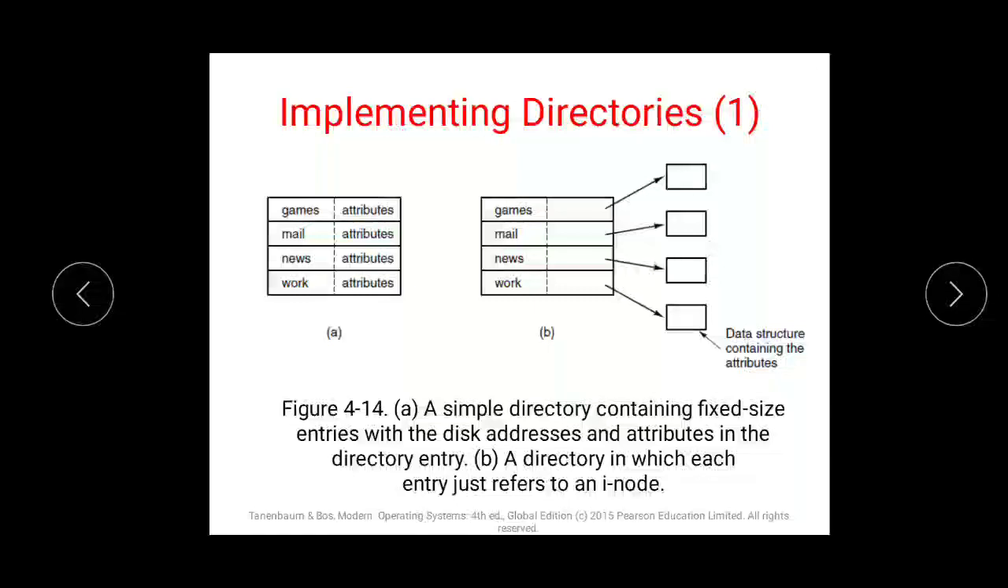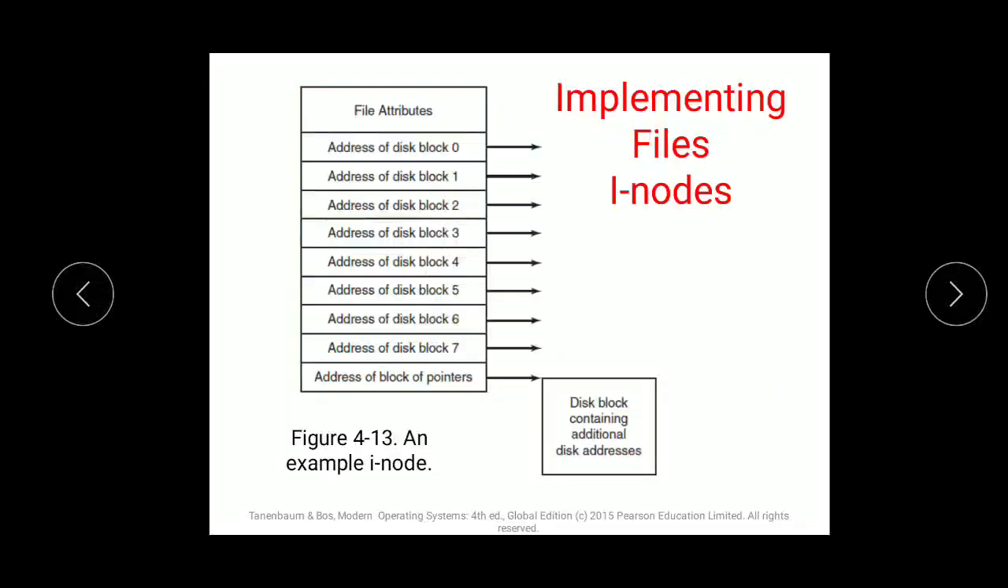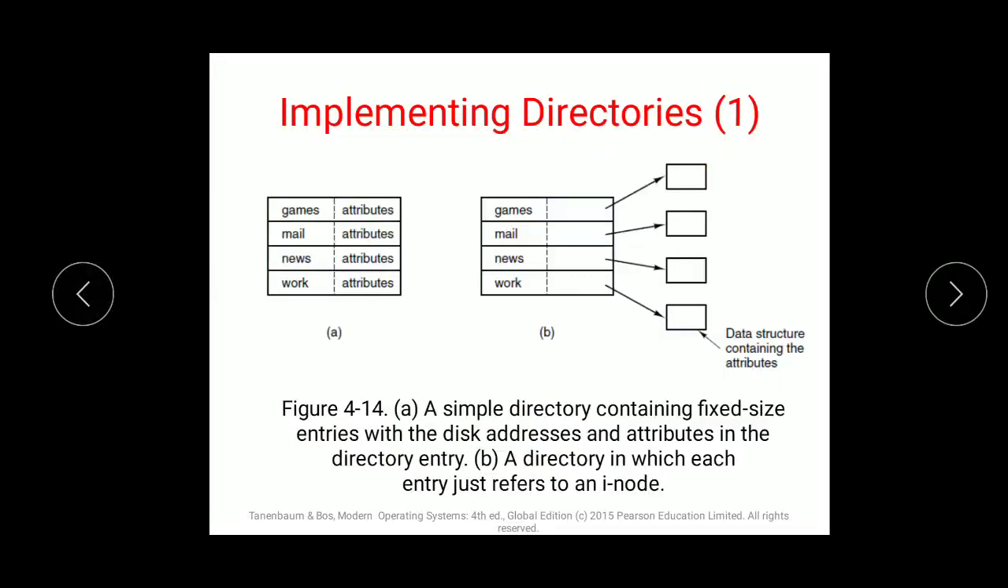So last lecture we completed implementing file methods. That is, there are 5 methods, and the last one is implementing file inodes. Then the next topic is implementing directories. How do you implement directories?